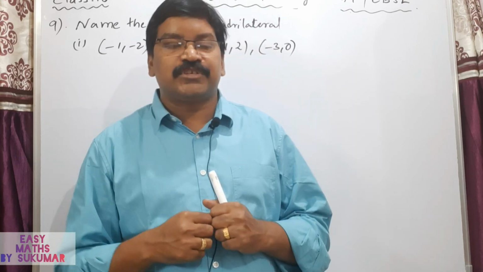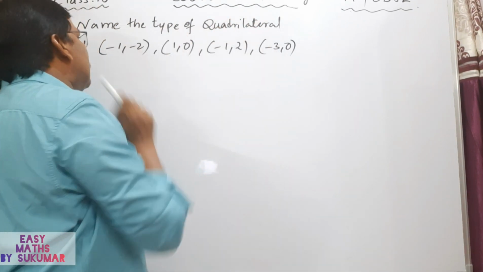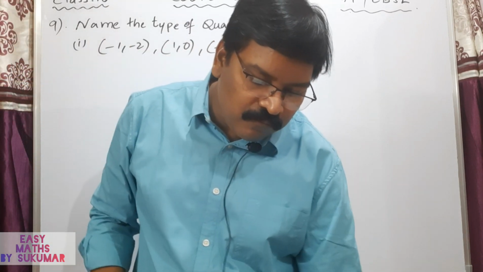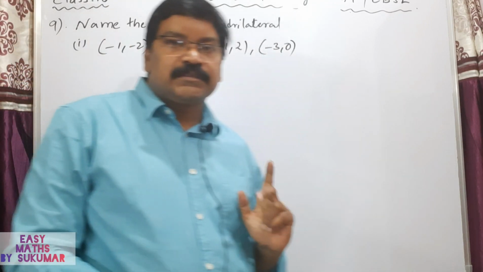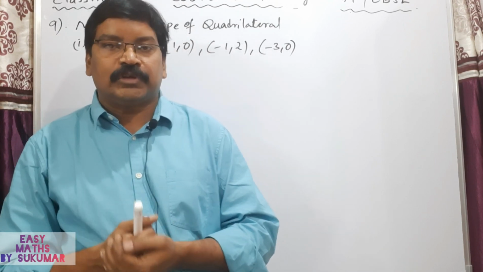Coming to the 9th question here. Name the type of quadrilateral. Actually here there are 3 sums given. I will teach you the first sum. The remaining sums you can do on your own, right?